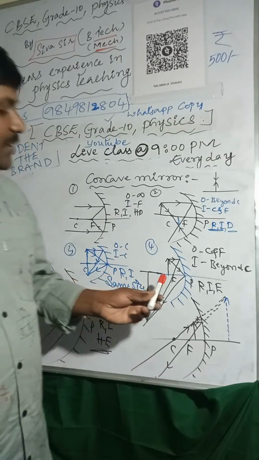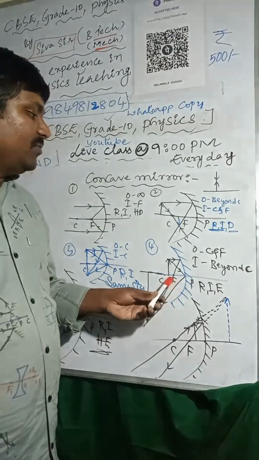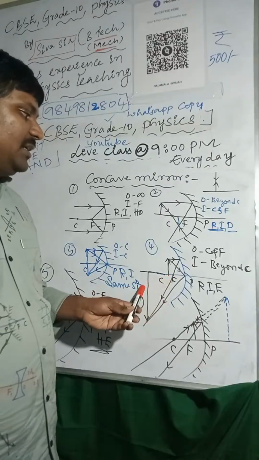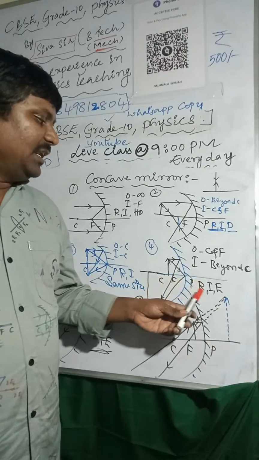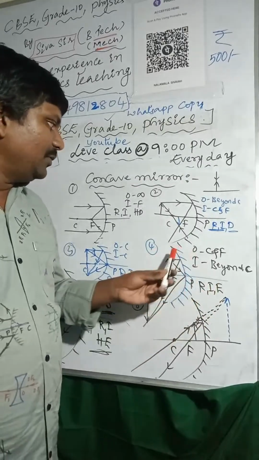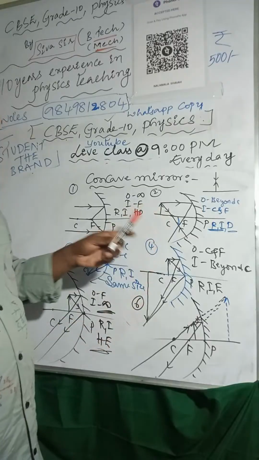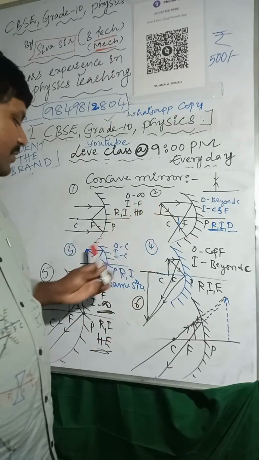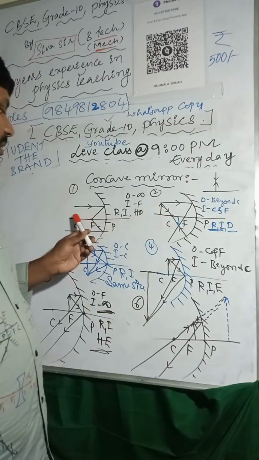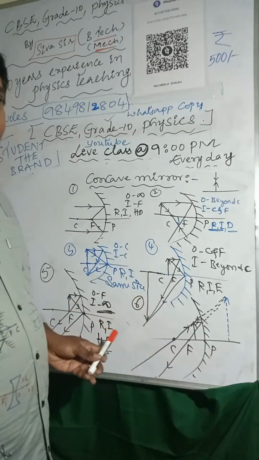If the object is placed between C and F, the image will form beyond C. So what is the nature of the image? Real, inverted and enlarged. Compared to the object, only in the previous case the image is same size. In all the cases before this point, images are diminished. Beyond this point, all images are enlarged.